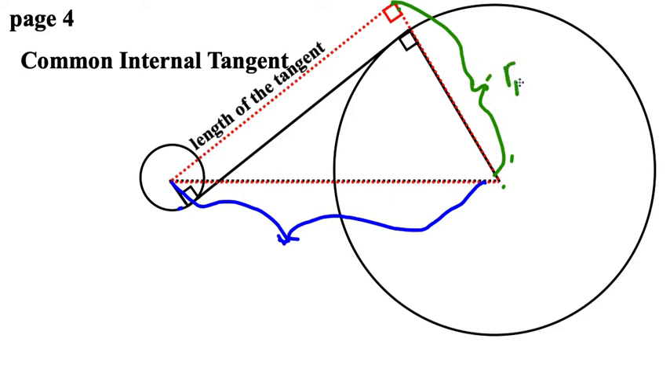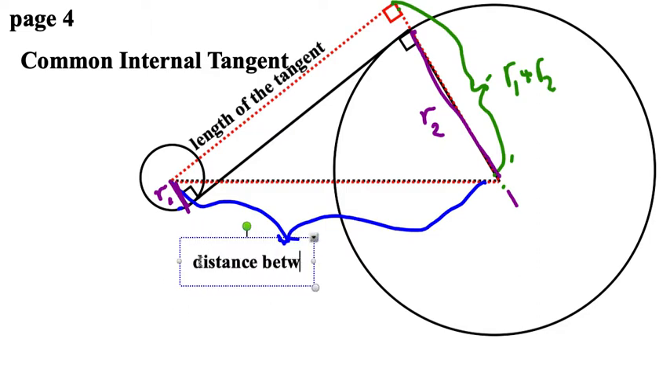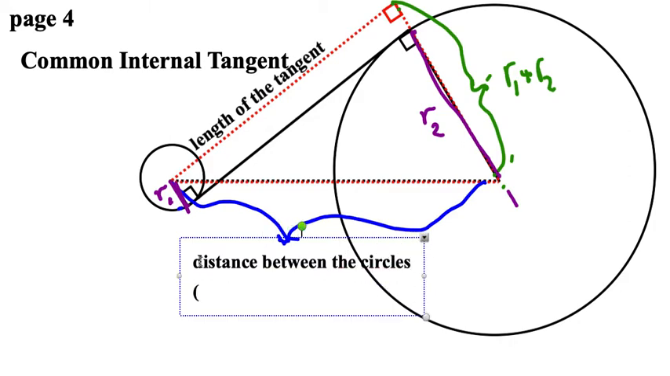So that's the radius of one of them plus the radius of the other. Now I haven't really said what's what, but let's say that this radius here is r sub 2, and that's r sub 1. That means there's a triangle formed where the length of the tangent is one leg, the sum of the two radii is the other leg, and the hypotenuse is the distance between the circles, sometimes known as how far apart the two circles are.